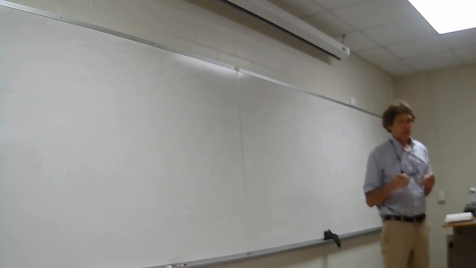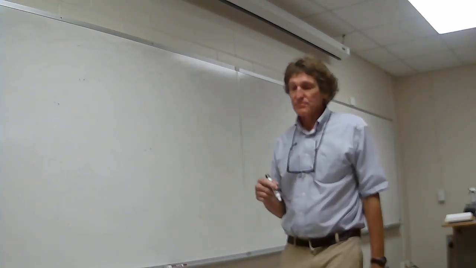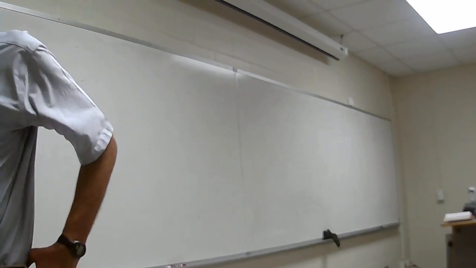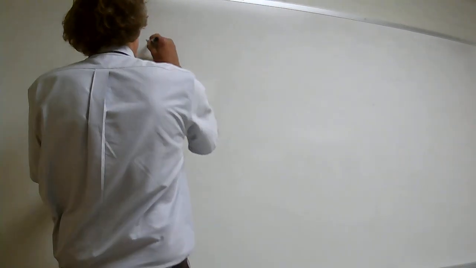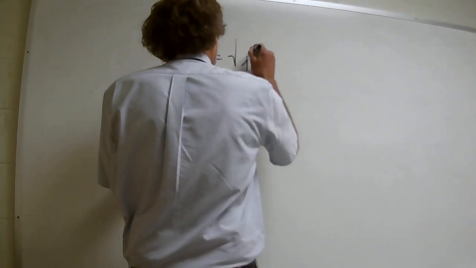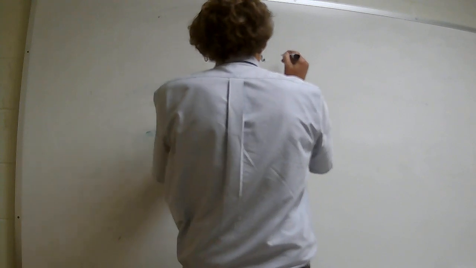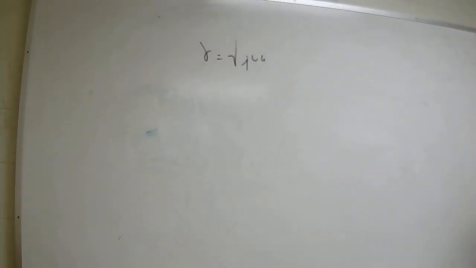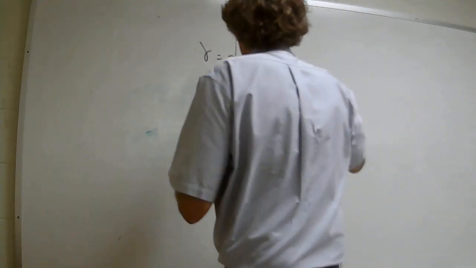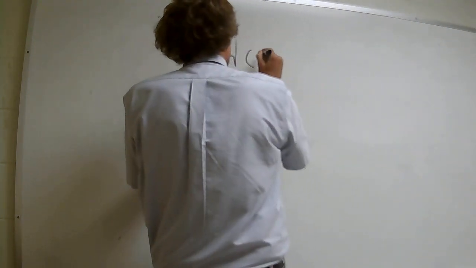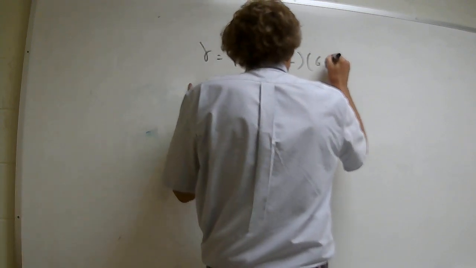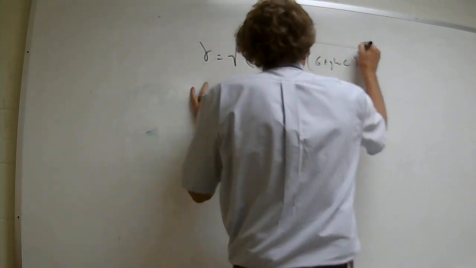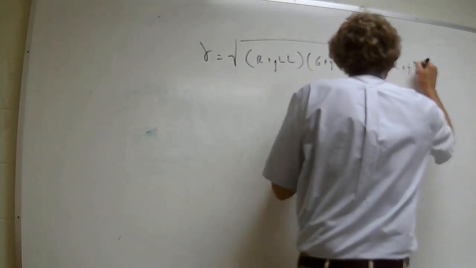I want to do one more example. So, think about, remember you were introduced to a lot of concepts. There was gamma. Gamma is actually equal to the square root of, this is per meter resistance, R plus j omega L, and G plus j omega C, and that is equal to alpha plus j beta.